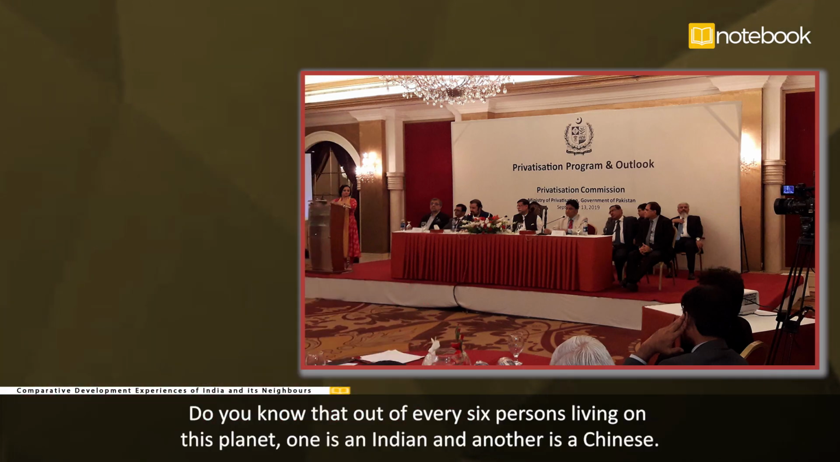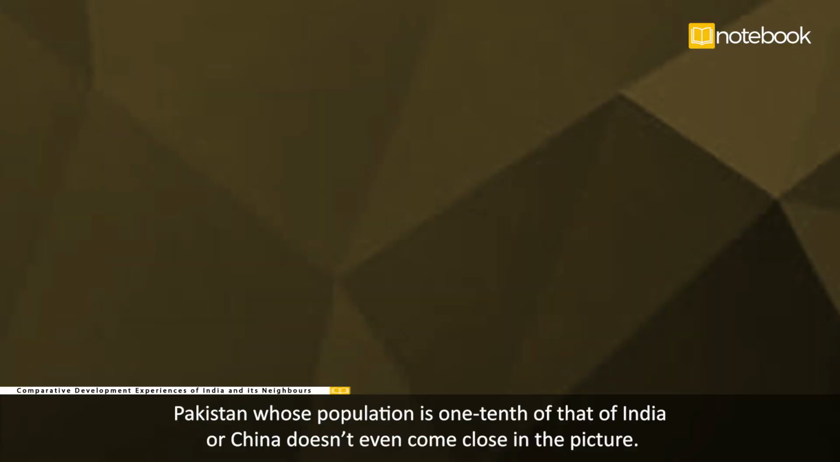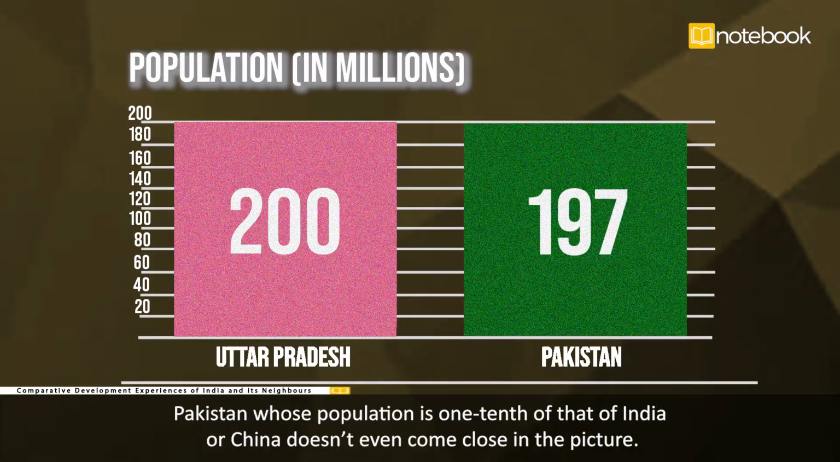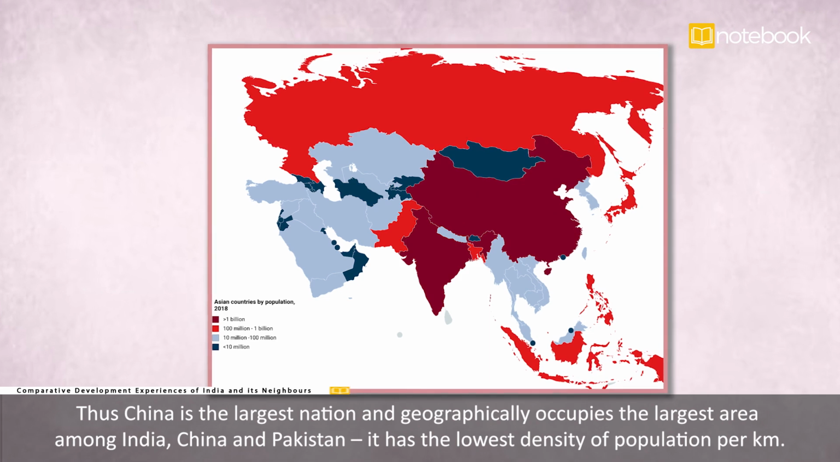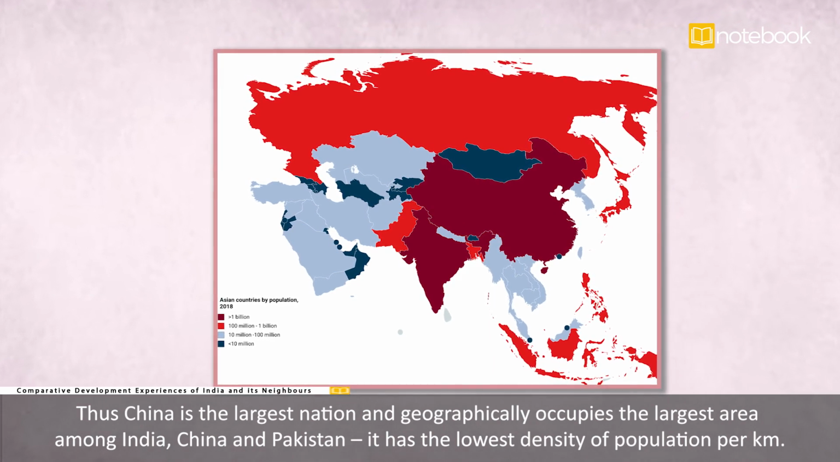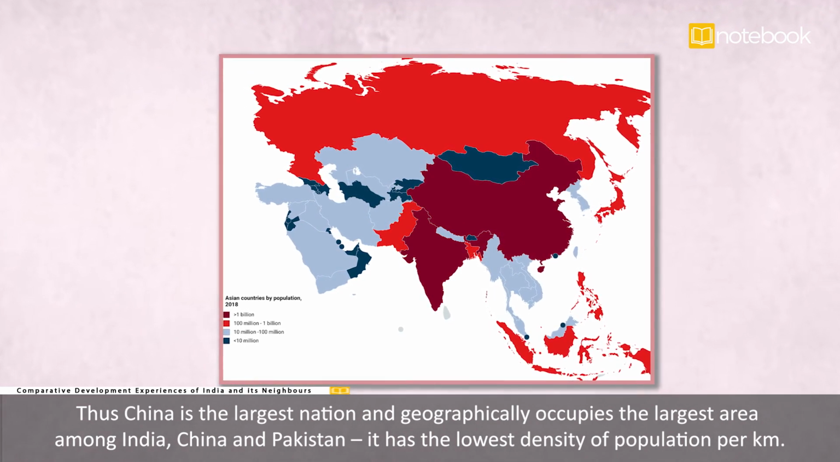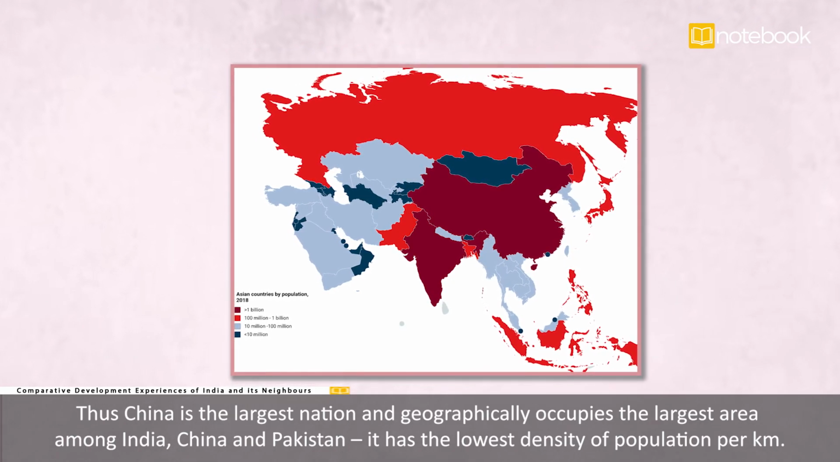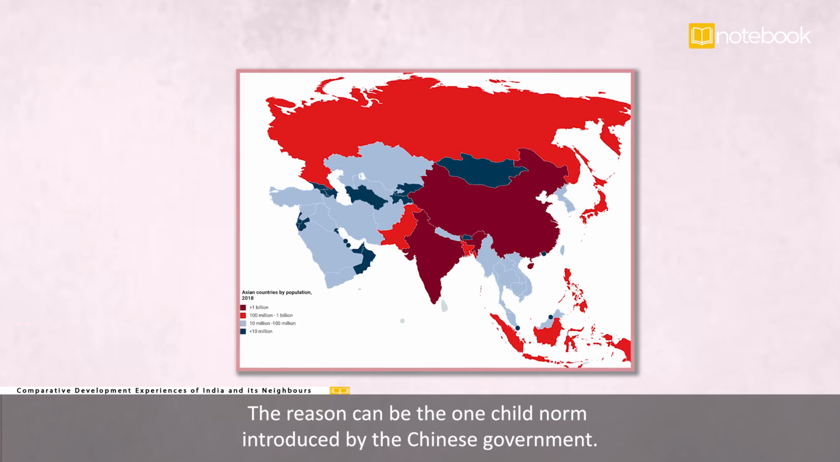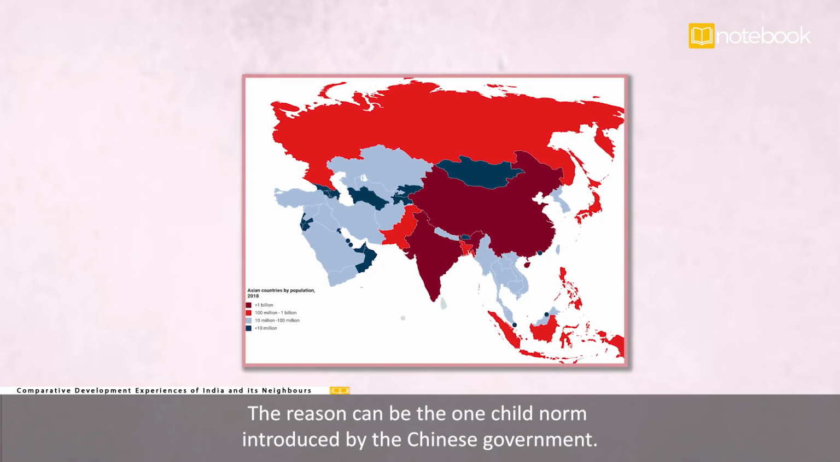Do you know that out of every 6 persons living on this planet, one is an Indian and another is a Chinese? Pakistan, whose population is 1/10 of that of India or China, doesn't even come close in the picture. Thus, China is the largest nation and geographically occupies the largest area among India, China and Pakistan. It has the lowest density of population per kilometer. The reason can be the one-child norm introduced by the Chinese government.